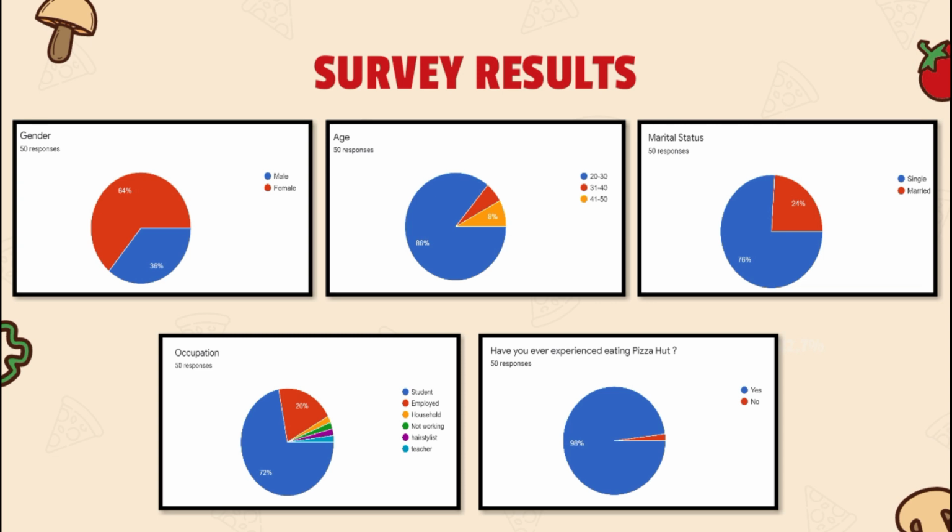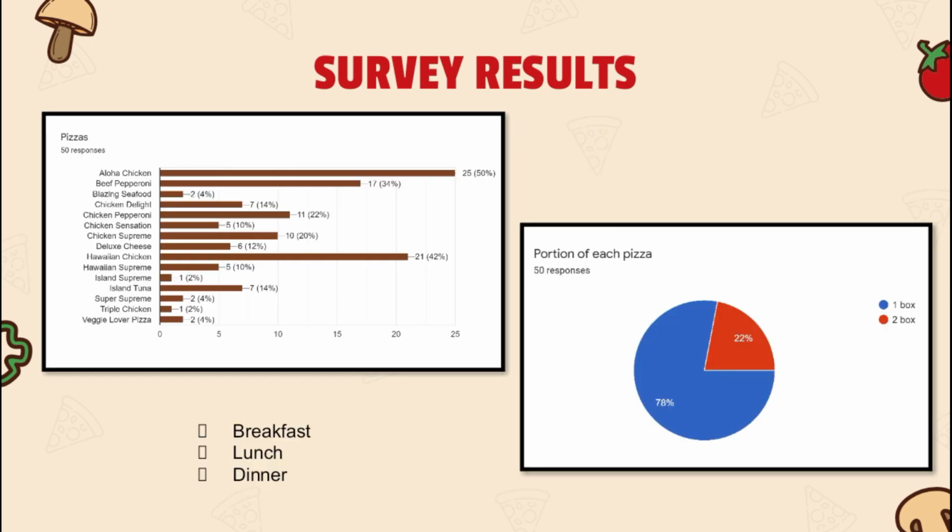The marital status graph shows 67% single and 24% married. The next, occupation, shows the majority of survey respondents are students. Do they have experience eating at Pizza Hut? The result is yes. The next is about the portion of each pizza. The majority like one box, with 78%, and two boxes is 22%.